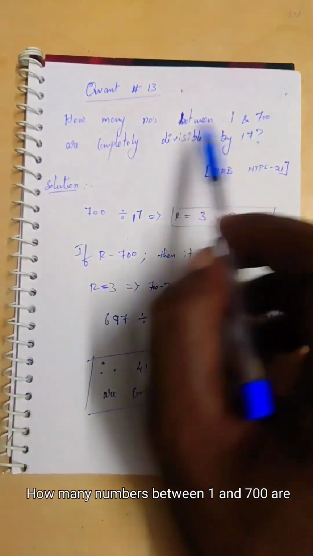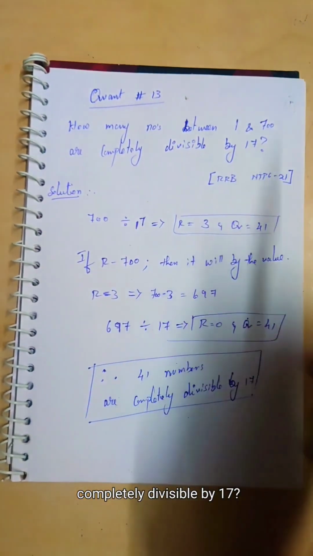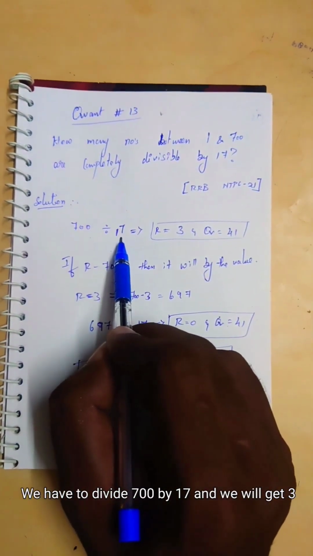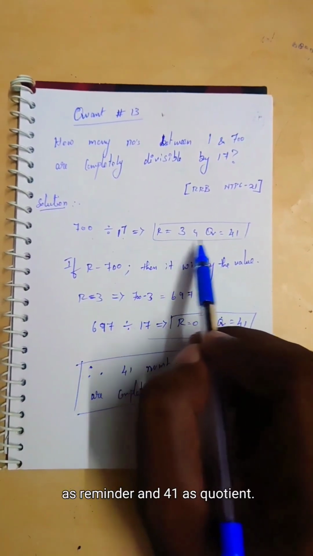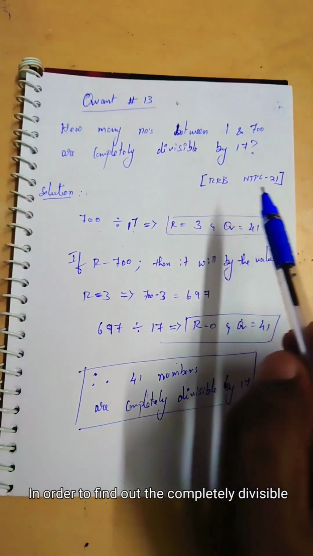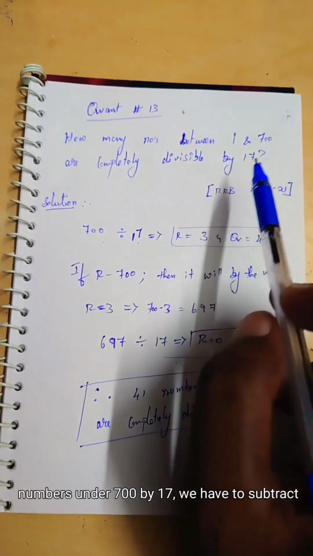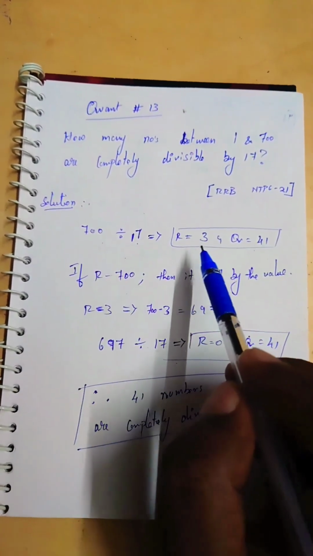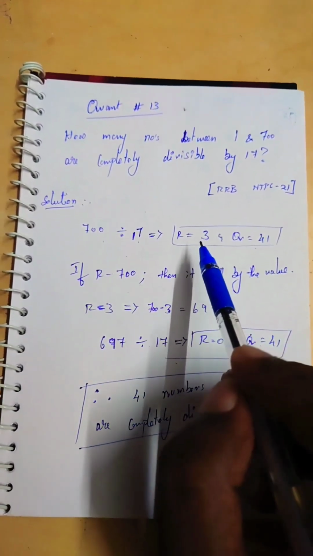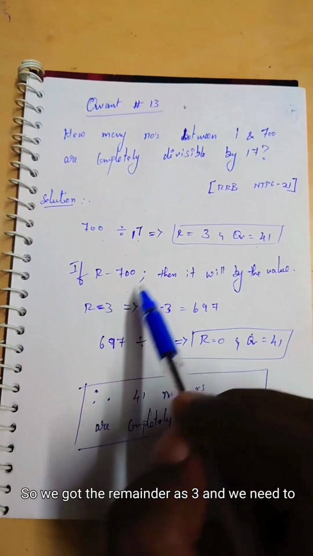How many numbers between 1 and 700 are completely divisible by 17? We have to divide 700 by 17, and we'll get 3 as remainder and 41 as quotient. In order to find the completely divisible numbers under 700 by 17, we have to subtract the remainder from 700.